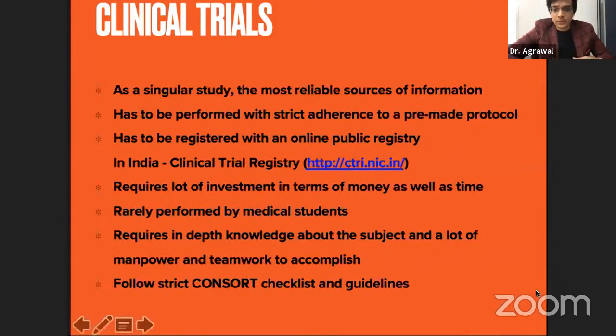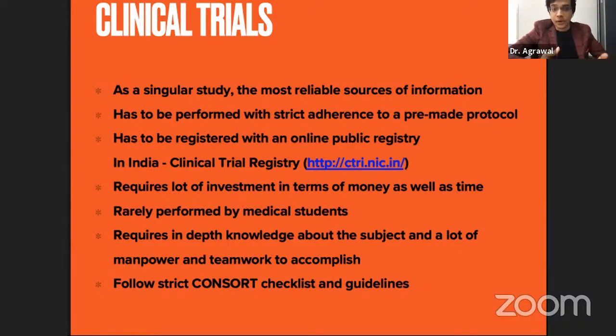And again, the last major type of articles are clinical trials, where a singular study in itself is the most reliable source of information. While review articles depend on other articles for their research, clinical trials are actually trials done by the authors of that particular paper, and therefore they provide the most stringent sort of results, and they have to be performed with strict adherence to a pre-made protocol. So you can't go about changing who you're including in the study or excluding from the study after you've started that study without permission of the institution ethics committee.